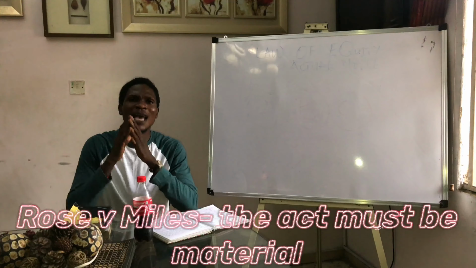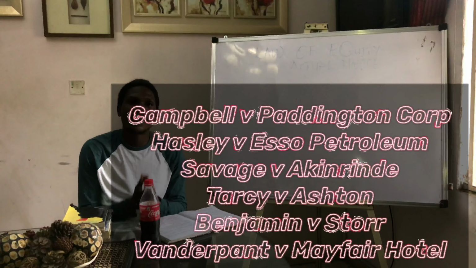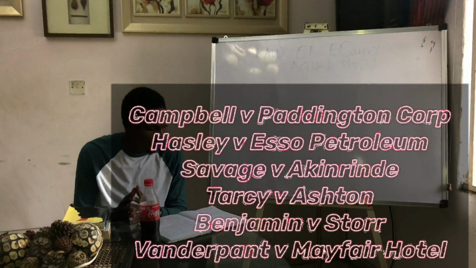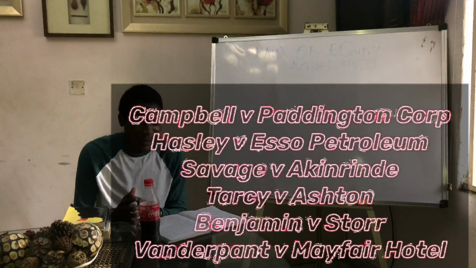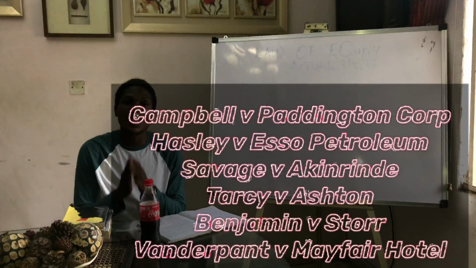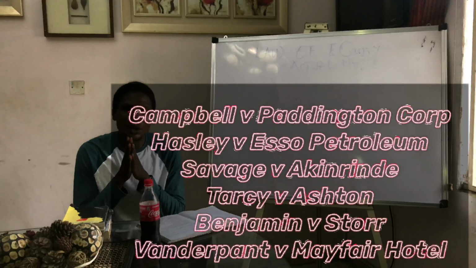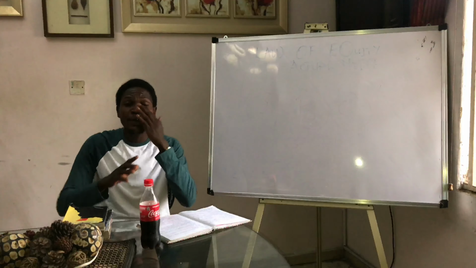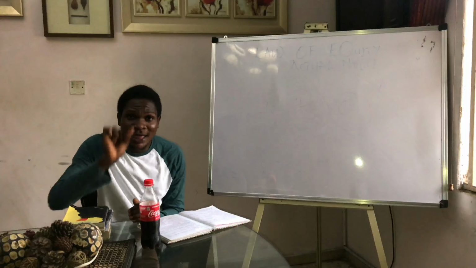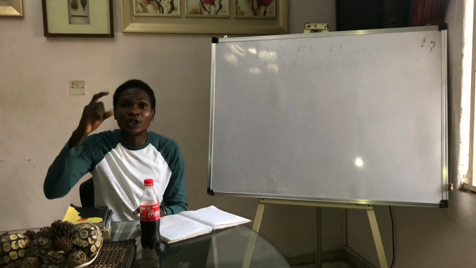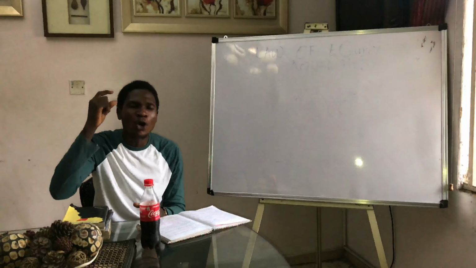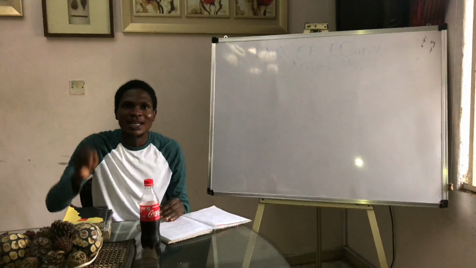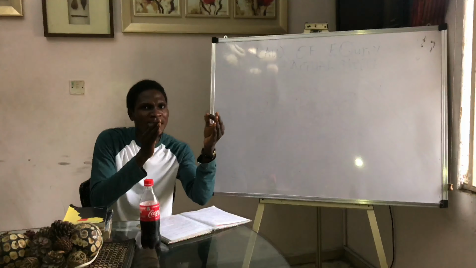Do you understand? So we have other cases like Campbell versus Paddington Compression. We have the case of HASLEY versus ESSO Petroleum. We have the case of Savage versus AKINRINDE. We have the case of TARCY versus ASHTON. We have the case of Benjamin versus STORR. We have the case of Vanderpant versus MAYFAIR Hotel. You see, in all these cases that all have numerous facts, you are going to see one thing similar in every one of the cases. The court will hold that that particular act or conduct must have affected a class of people. That is number one. Number two is that the conduct which is causing the inconvenience must be material.